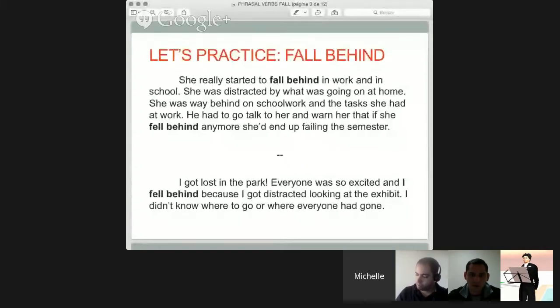And then Anatoly, could you read the second paragraph, please? I got lost in the park. Everyone was so excited and I fell behind because I got distracted looking at the exhibit. I didn't know where to go or where everyone had gone. Good. Okay, so based on that context, how would you explain what it means to fall behind? This person lost in the park. Yeah, they got lost.